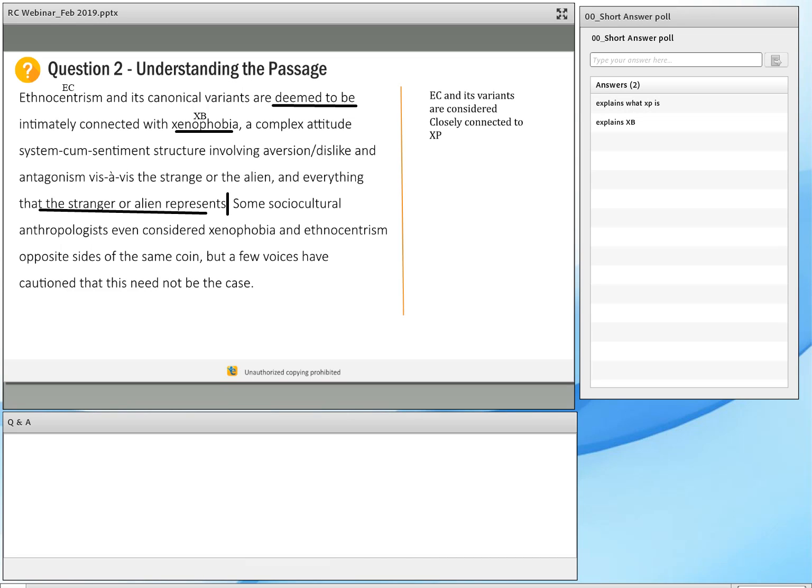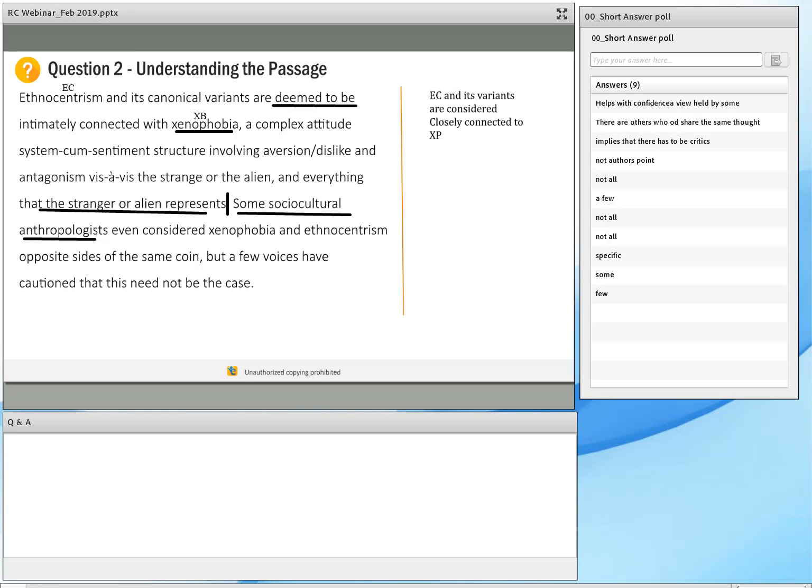You've got to pause. Some sociocultural anthropologists. What's the implication of "some sociocultural anthropologists" over here? Okay, it means not all. What else? Yeah, but what it's really saying is that when the author says some of these people consider, it doesn't mean that the author is considering. It's not necessarily the author's view.